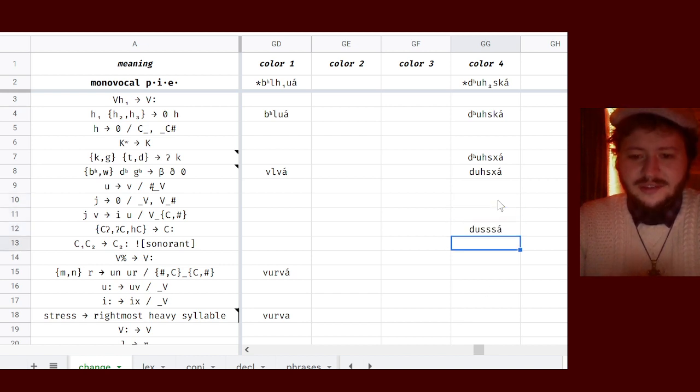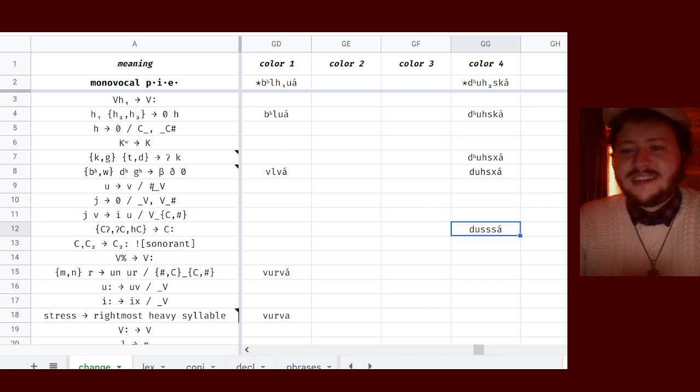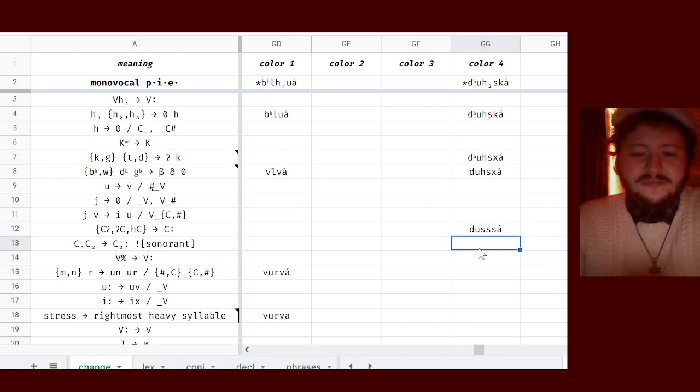Dussa. Hearts 80, if you're still here, this word has 3 S's in its name too. It's not going to stay that way, but it does for now. All right, dussa.